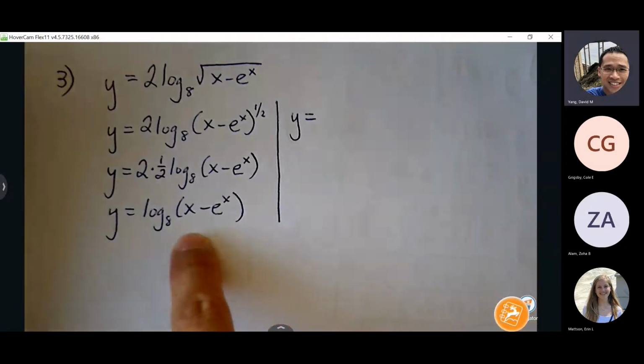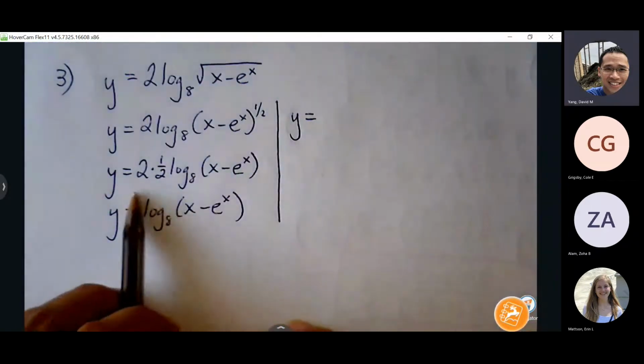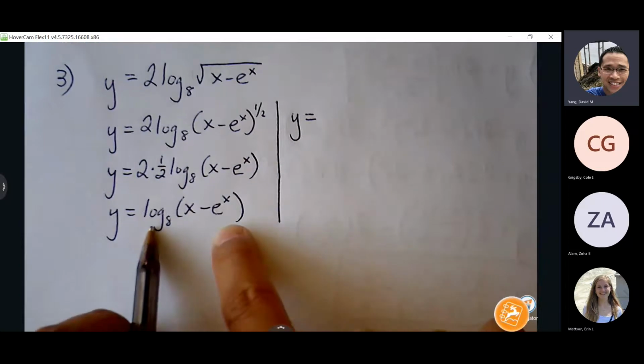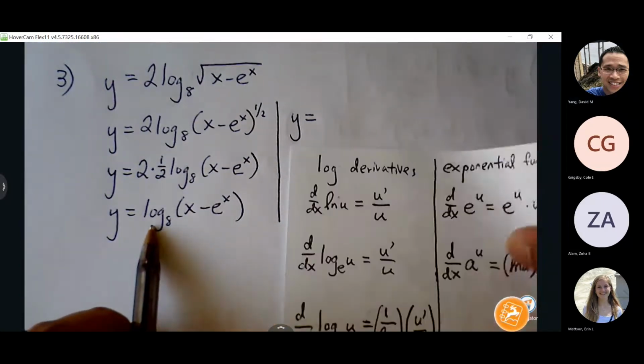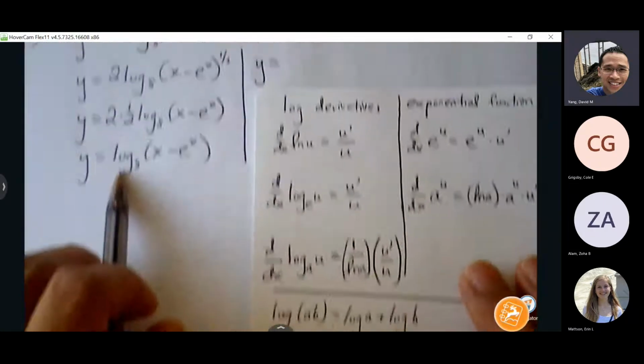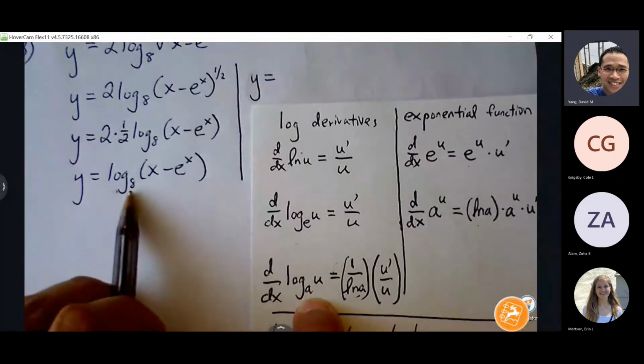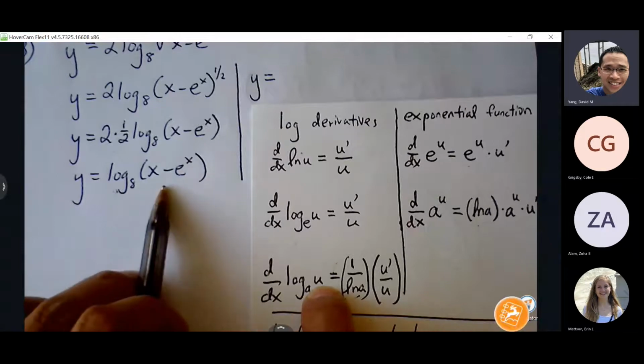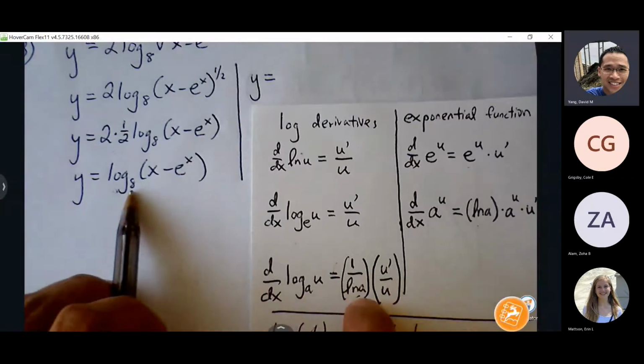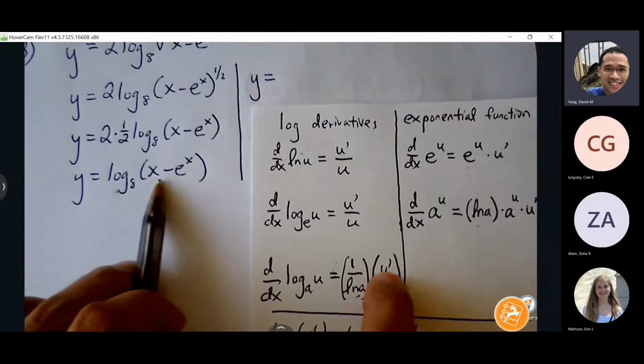Okay, so now I'm ready. Oh, yeah, that 1/2 came down, but it canceled out with the 2. So I'm left being able to now find my derivative. I'm going to follow what the rule says, right? My a is 8. My u is that parentheses. So 1 over natural log of 8 times u prime over u.